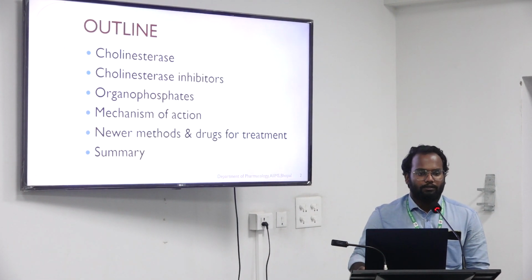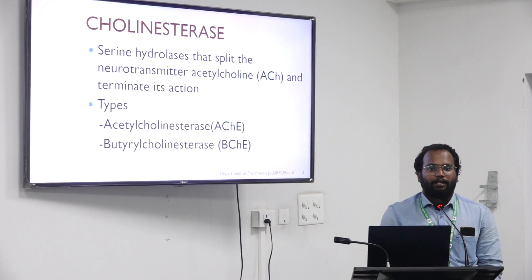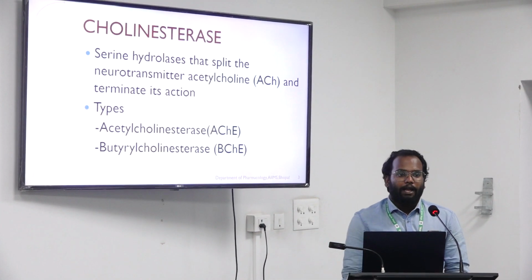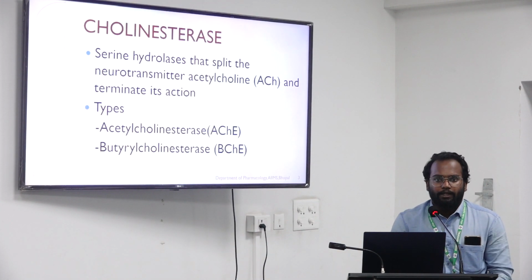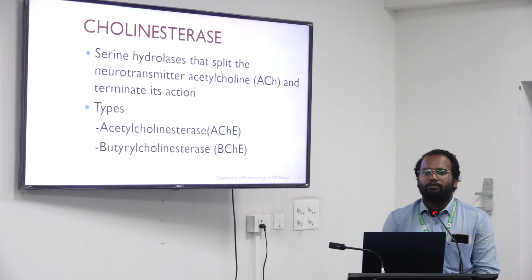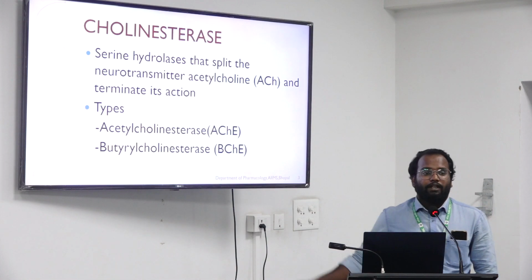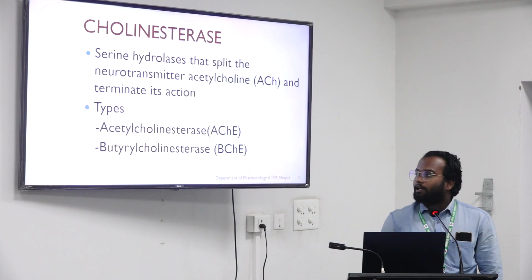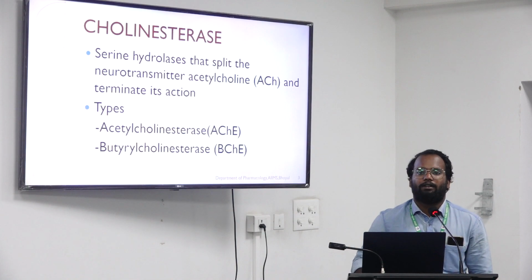So moving on to the topic proper. Cholinesterases: these enzymes belong to the family called serine hydrolases. Their main role is to split the neurotransmitter acetylcholine into acetate and choline. We have two types of serine hydrolases: one is acetylcholinesterase and the other is butyrylcholinesterase. We'll see the difference between both of them in the next slide.